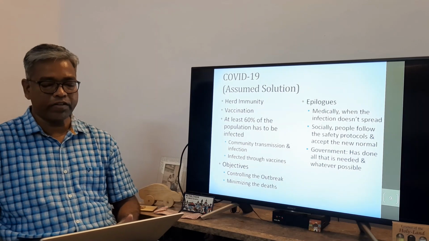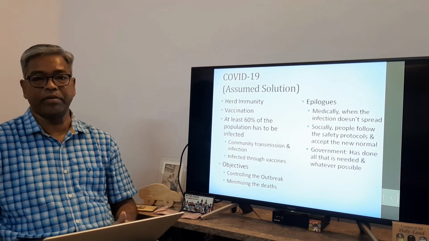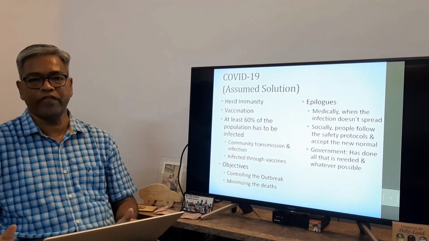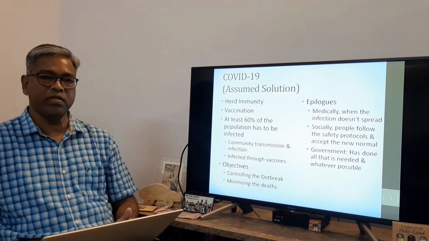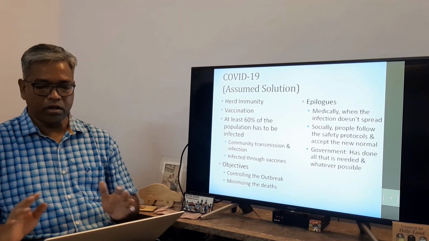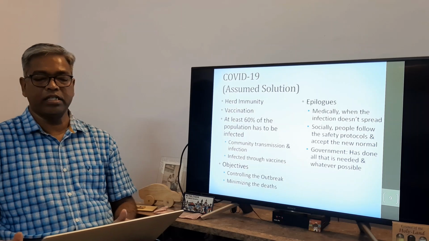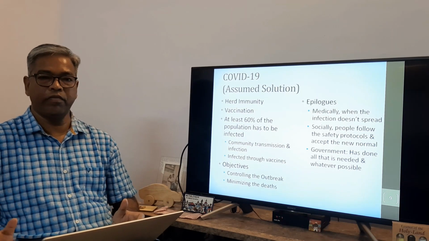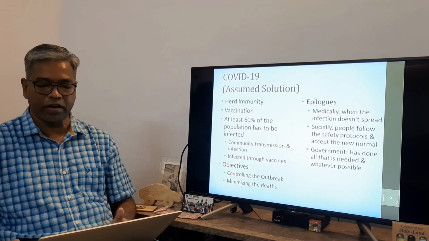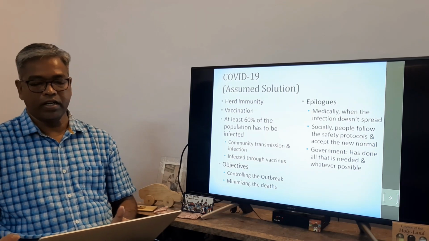So that's the figure. And the objective that we have is to control the outbreak and minimize the deaths, because 2 crores is a huge number. Now India shows roughly 90,000 deaths, maybe 87,000 something. So the epilogue will be, medically, when the infection doesn't spread. We will think about how to stop the infection so that the least number of people are affected. That is how the medical fraternity will think.